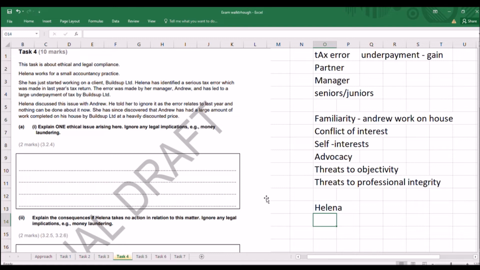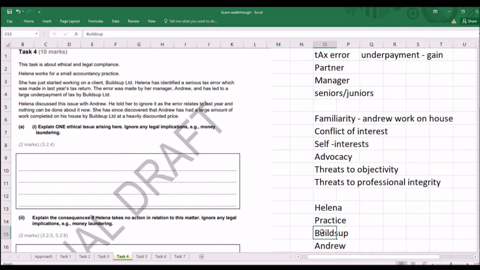We've got the practice itself, haven't we? So there's the practice in there, and we've got Builds Up, and we've got Andrew as well. So these are the stakeholders. Helena could get disciplinary action. The practice could get disciplinary action against it as well, and also the partner in terms of how they're running their practice.